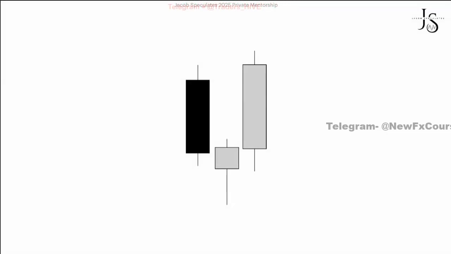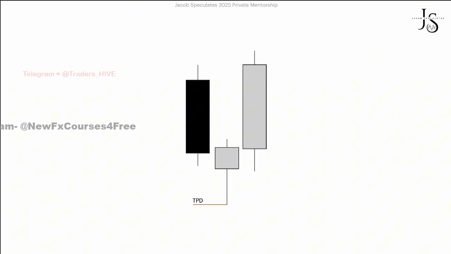So looking at the diagram, as you guys already know, this is elementary. You can see we have the 3 candle sequence. We have candle 1, candle 2 being the TPD, and we also have candle 3.